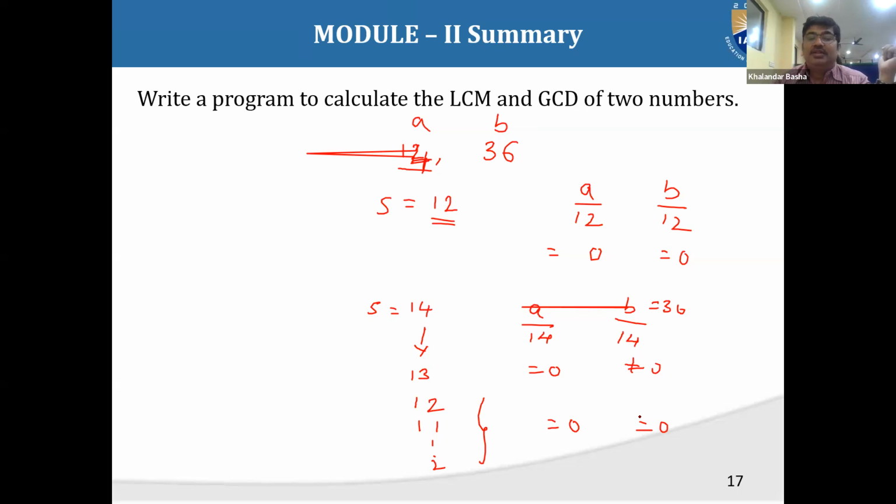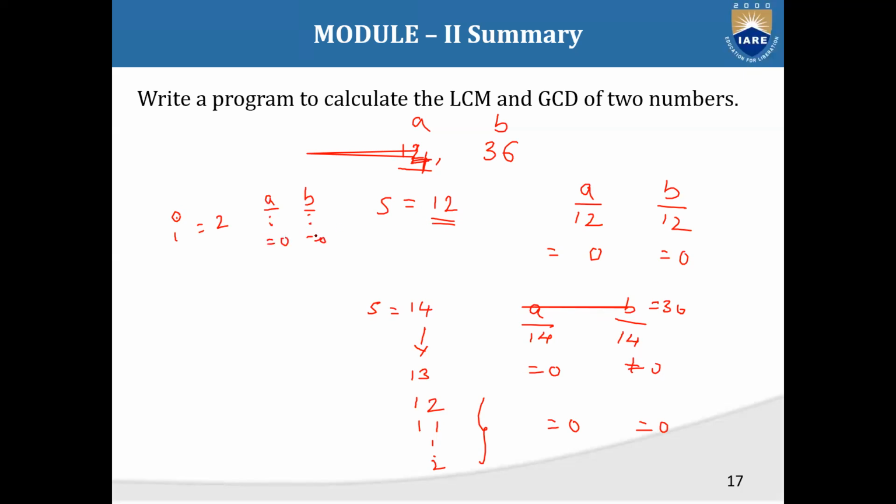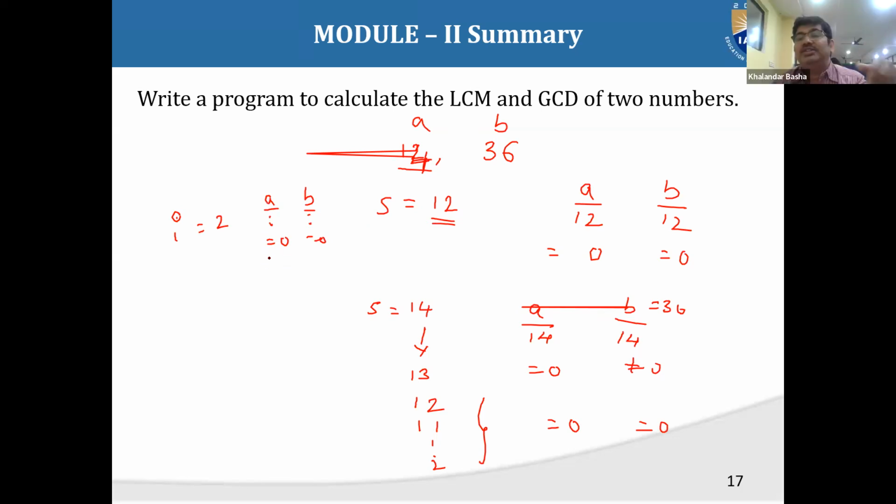The second one is, we will divide with I equivalent to 2. We will divide both the numbers A and B with I. So A divided by I, B divided by I. We will check whether the remainder is 0 or not. If both are 0, then we go.